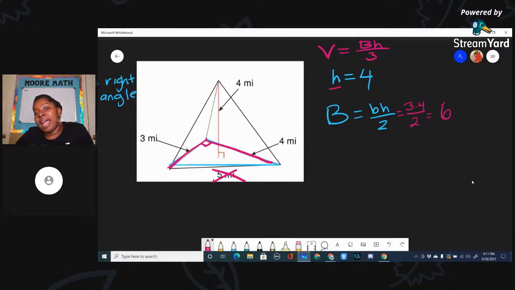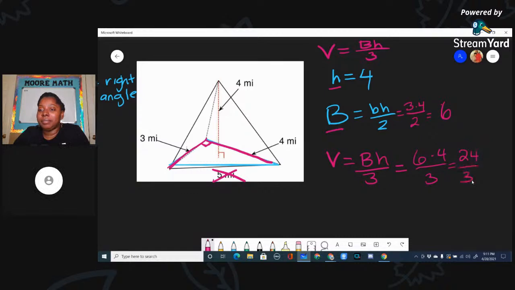And then we say, okay, I have my height, I have my base. Now I can multiply them together and divide by 3. You see? So this comes out really pretty. 6 times 4 is what? 24. And 24 divided by 3? 8. Excellent. So see, volume equals 8.